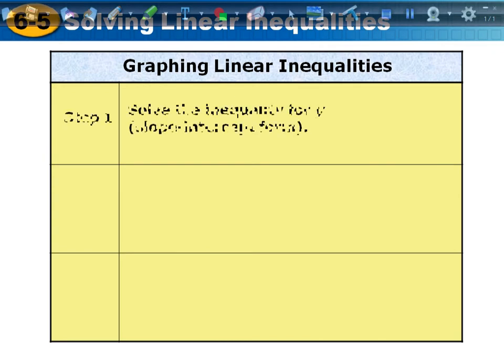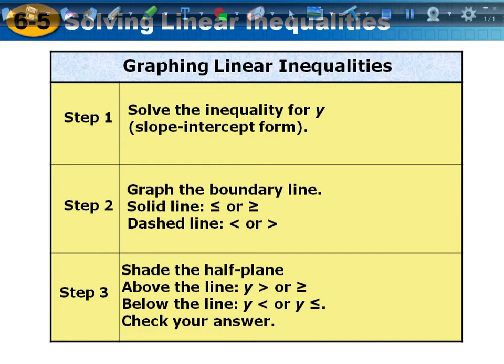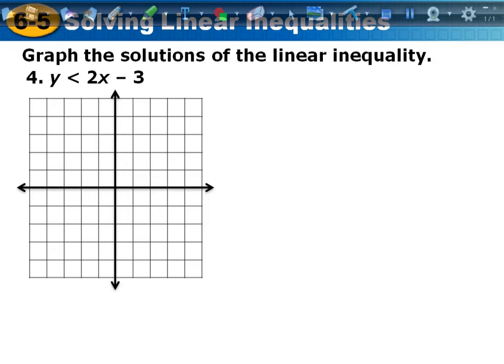Alright, graphing linear inequalities. Step 1 is to solve the inequality for y. We have to make it look like y equals mx plus b, just like we did in 6-1, in order to graph. Step 2 is we're going to graph the boundary line, and we're going to make it solid if it has the extra mark or dashed if it doesn't. And then in step 3, we're going to shade the half plane. If it's greater than or equal to, we're going to shade above. If it's less than or equal to, we're going to shade below. And then we're going to check our answer.